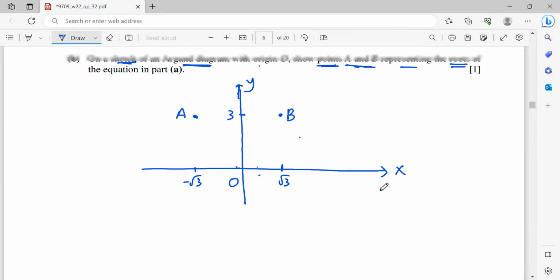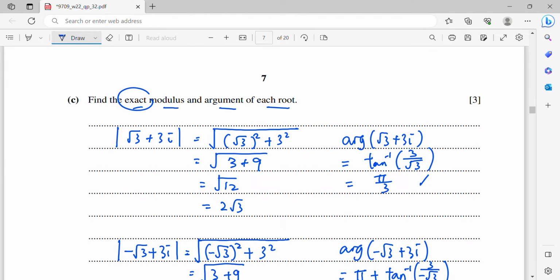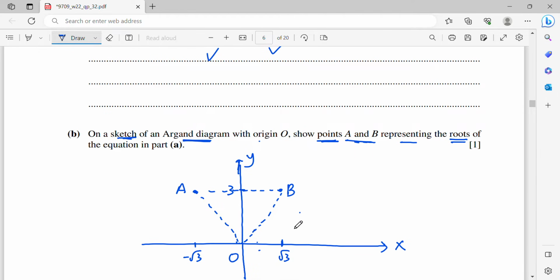Okay, now when you go back to this, let's say here is the triangle. So how do we show that it is equilateral? Equilateral means that all the sides are the same length. Since just now we have found the modulus of square root 3 plus 3i and also the modulus of negative square root 3 plus 3i, this is basically the length of OB. This is the modulus of the second root.